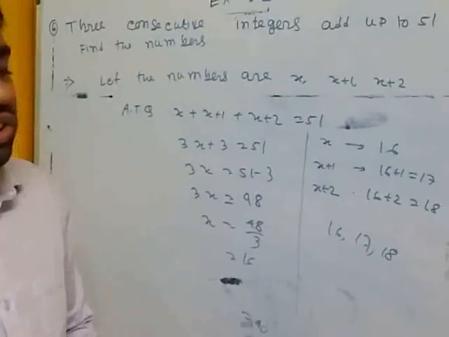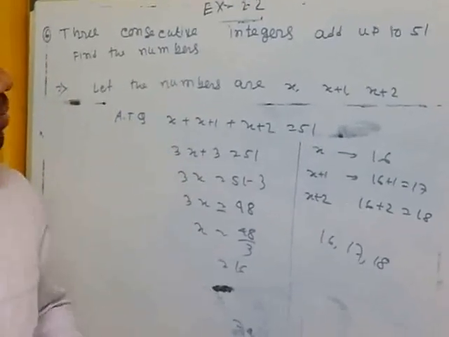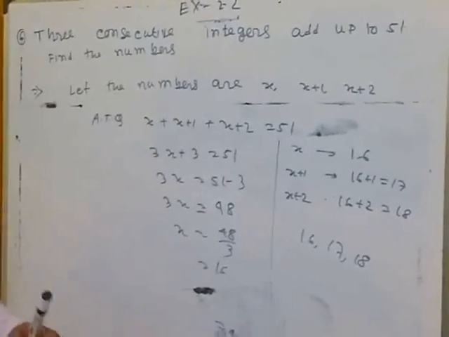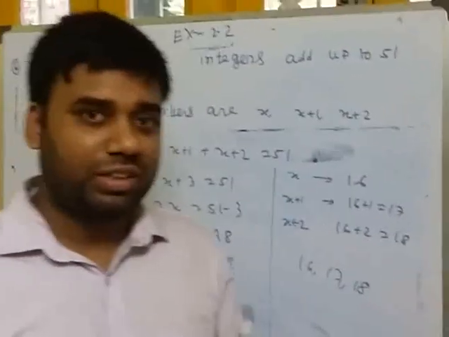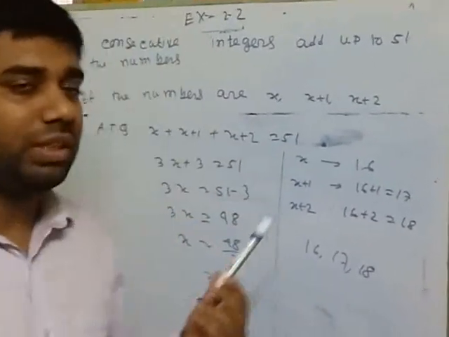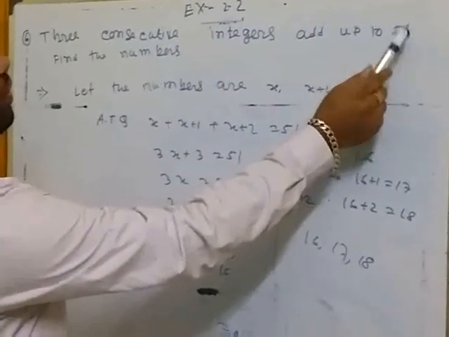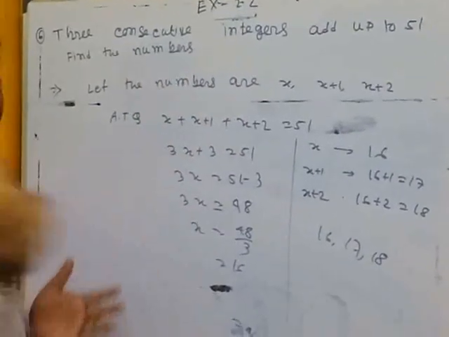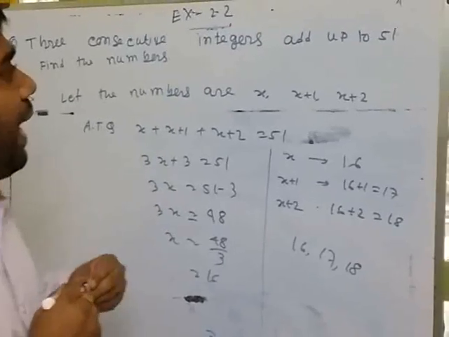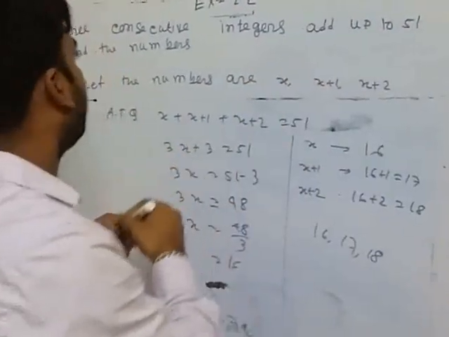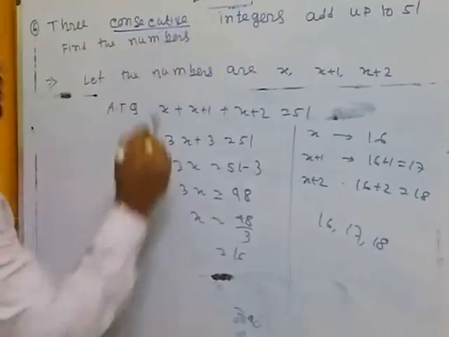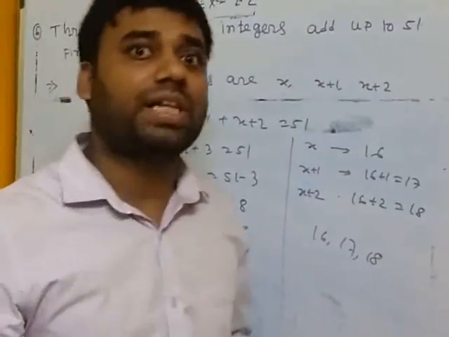Okay, in question number 6, that sum is related to 3 integers. Integer means not fraction, not decimal. Okay, these are integers. So the consecutive integers add up to 51. Find the numbers. Find the numbers means integers here. Add up to 51 and consecutive. Consecutive means successive.